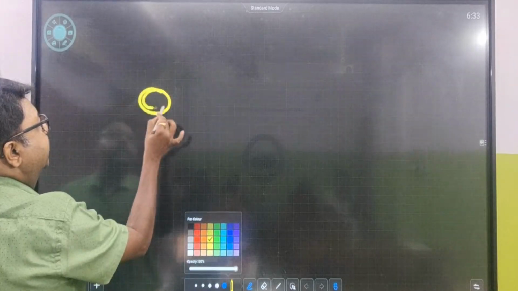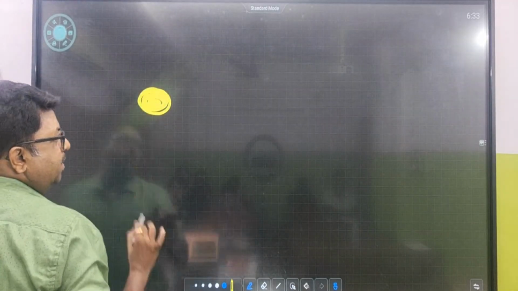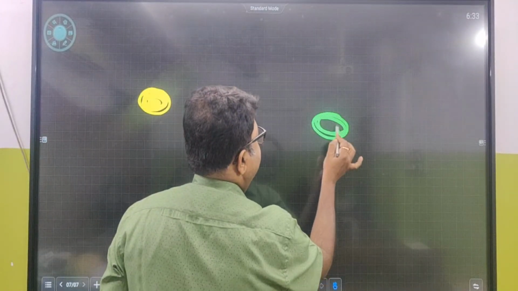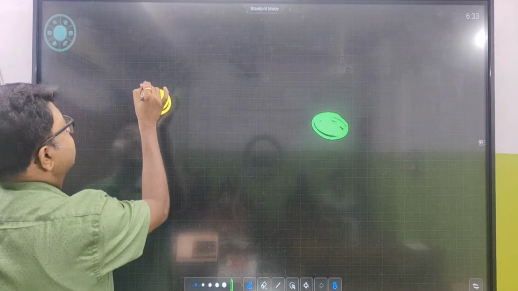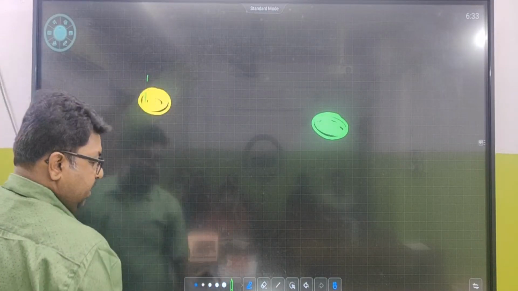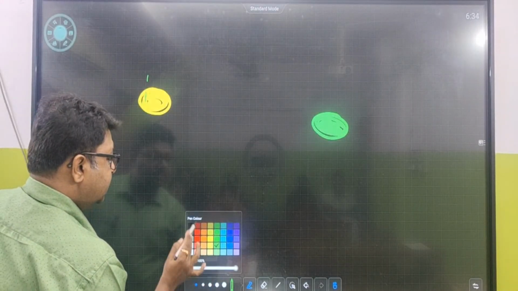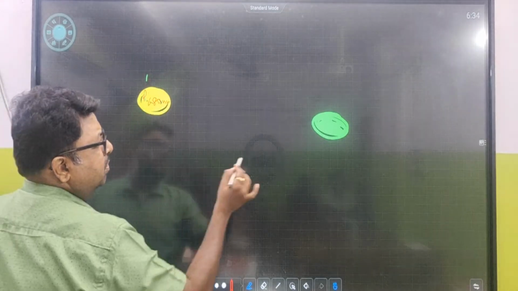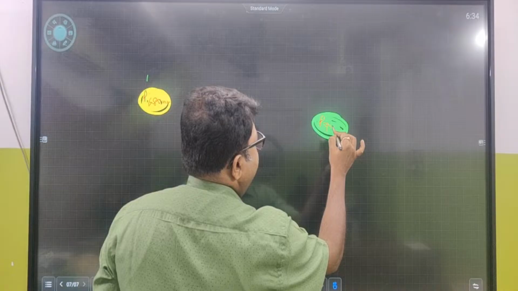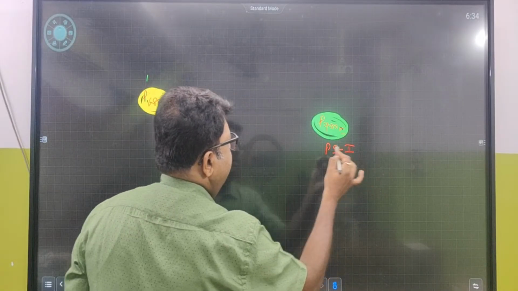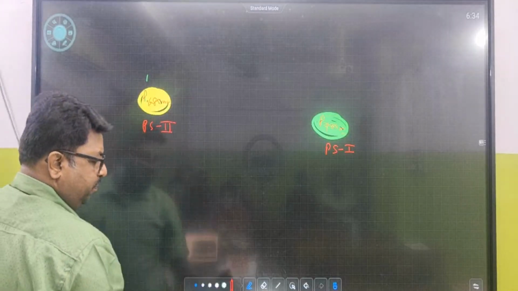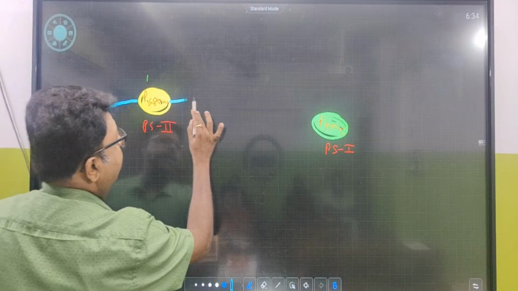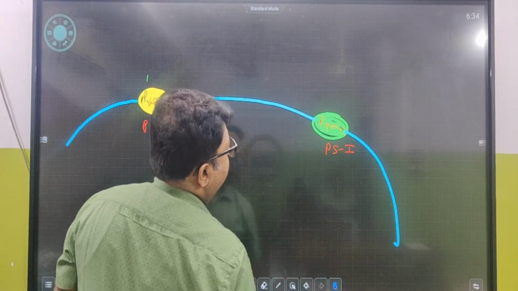Okay. This one is PS2, this one is PS1. This is P680 nanometer, that means PS2. This is P700, that means PS1. This is PS1 and this is PS2. And this is the membrane.